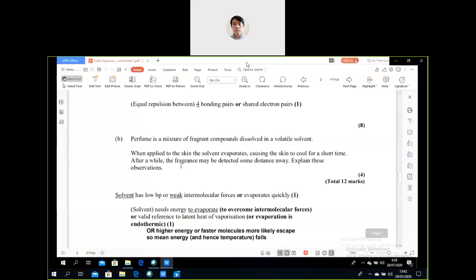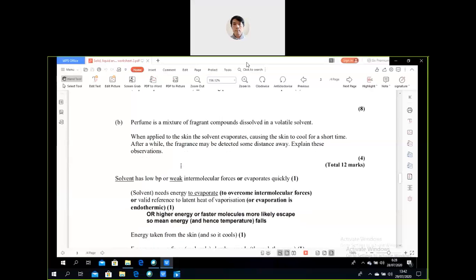And then B. Perfume is a mixture of fragrant compounds dissolved in a volatile solvent. When applied to the skin, the solvent evaporates, causing the skin to cool for a short time. What is the volatile solvent? It is alcohol. After a while, the fragrance may be detected some distance away. Explain these observations. The fragrance may be detected some distance away because of the diffusion process.